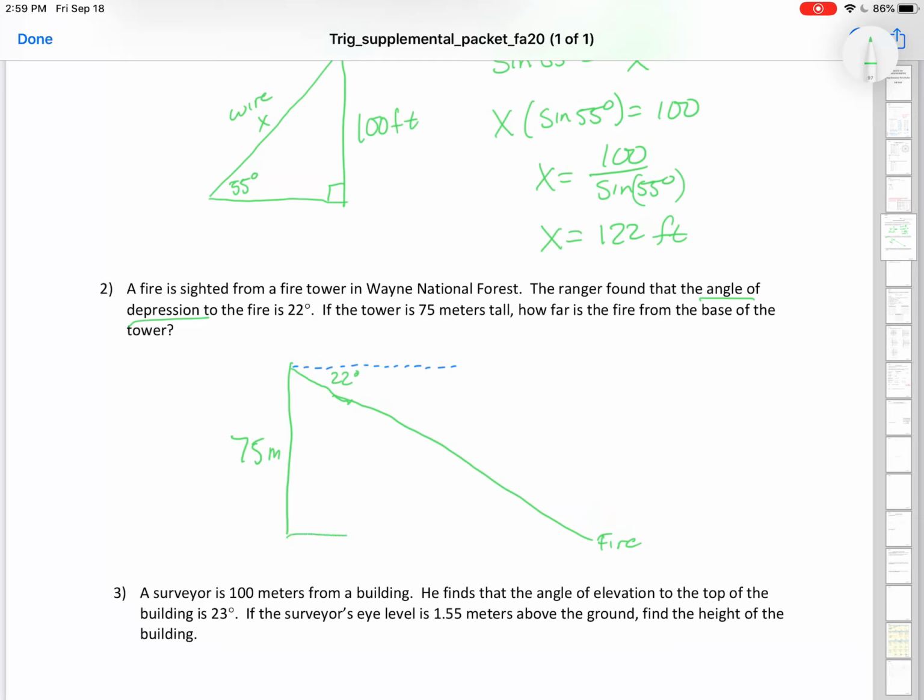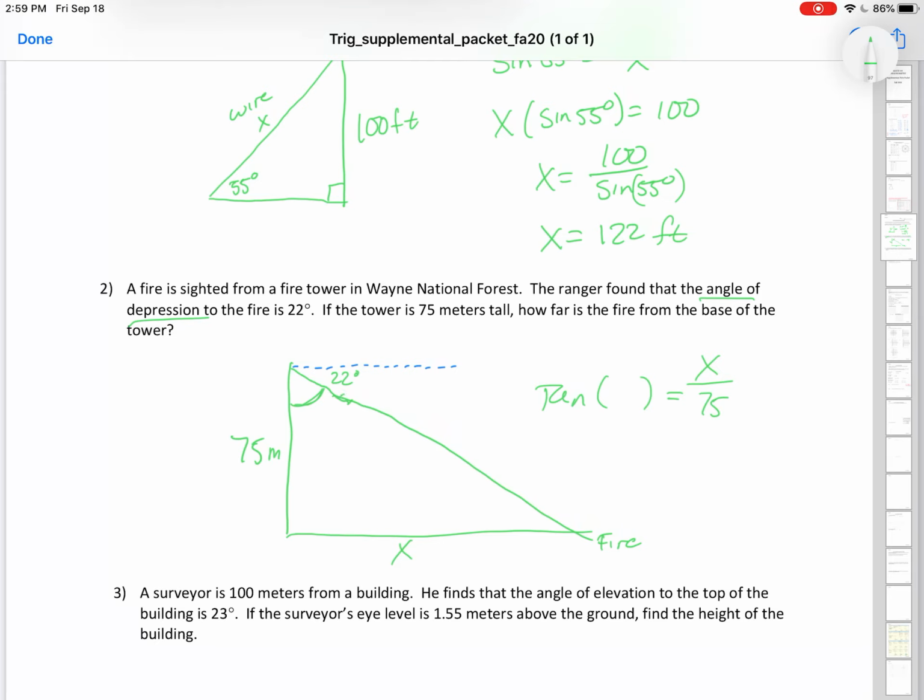And the question is, how far is the fire from the base of the tower? No problem. I know the adjacent, and I want to find out the opposite. I'm just thinking about SOHCAHTOA, so tangent's going to be involved. Tangent of some angle is going to be, well, what angle? Well, let's find this angle right here. We can find that. Tangent of that angle would be opposite over adjacent. Well, what is that angle?